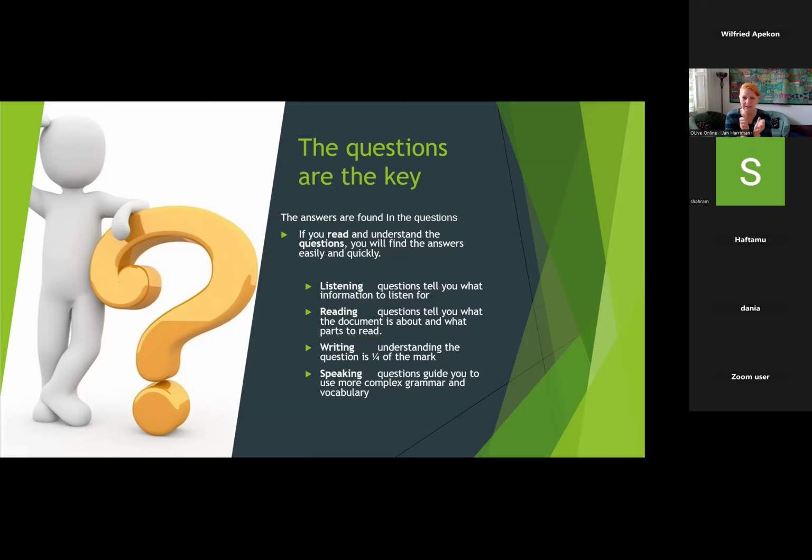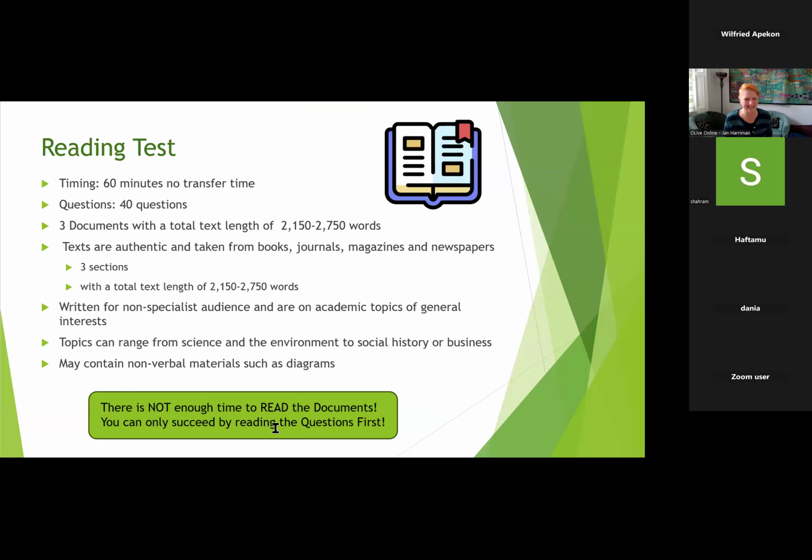All right. So the questions are the key. And in speaking, the examiner is going to use those questions to guide you into really expressing your level of vocabulary and grammar and stretching yourself. That's their job. And the questions are how they do their job. Okay. So hopefully I've convinced you now to focus on the questions. So let's get to the details.